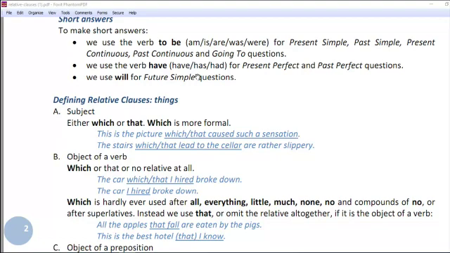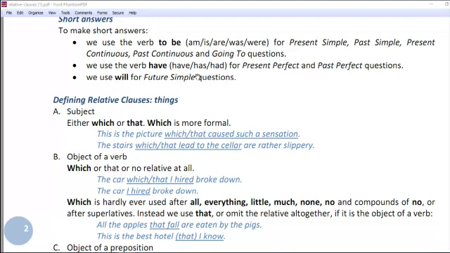Number B, object of a verb. We can use which or that or no relative at all. Like the car which or that I hired broke down. Or the car I hired broke down. So in example number 2, we dropped the relative which or that. We can drop them.